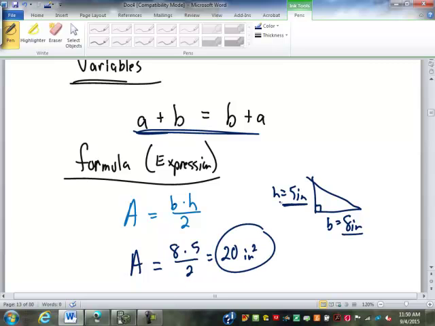So we're going to evaluate a formula. We're going to look at this a little bit when we start looking at temperature conversions, body mass index formulas, and stuff like that.